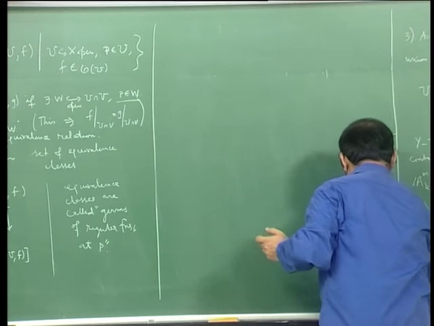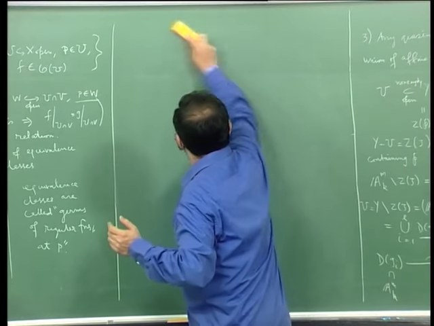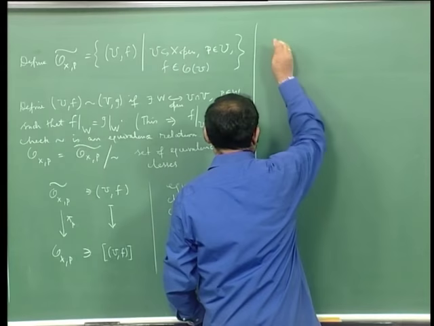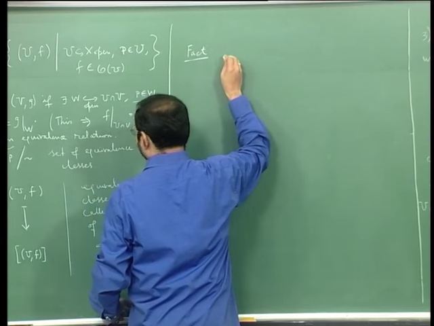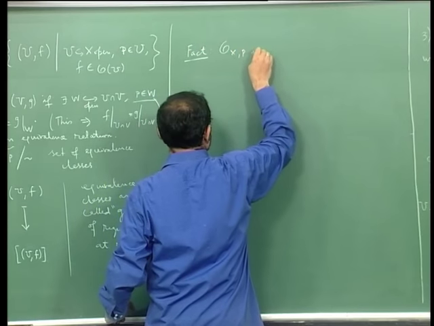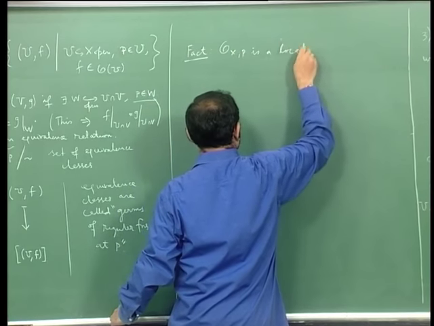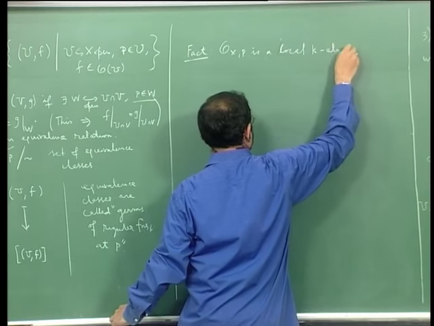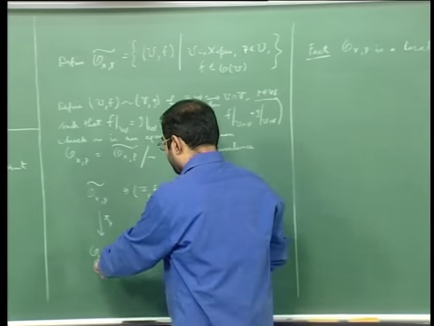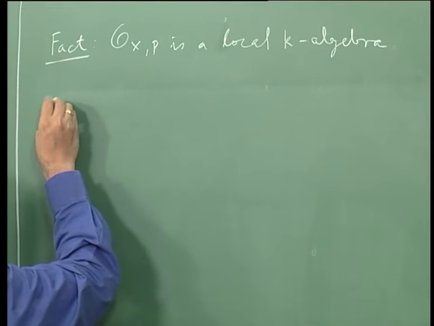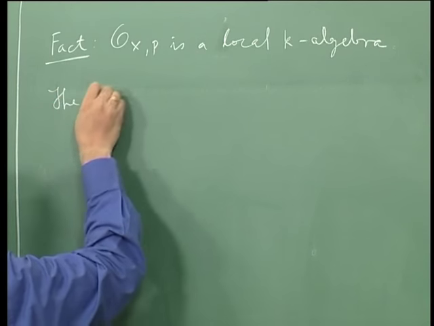So let me write out the fact: O_{X,P} is a local K-algebra. This is the fact. So first of all, how do you make it into a ring? How do you define addition, multiplication, and so on? So you define the operations.